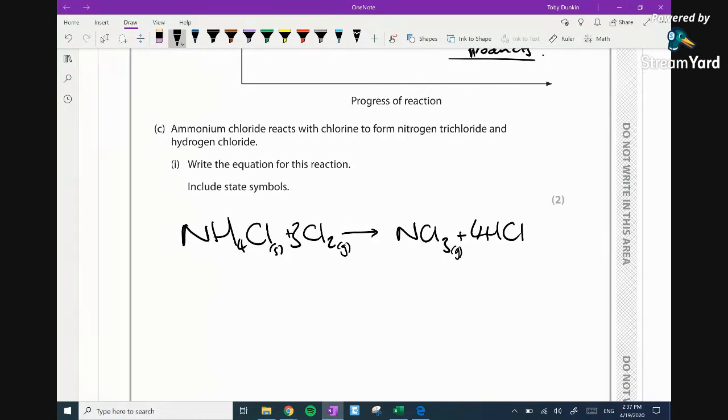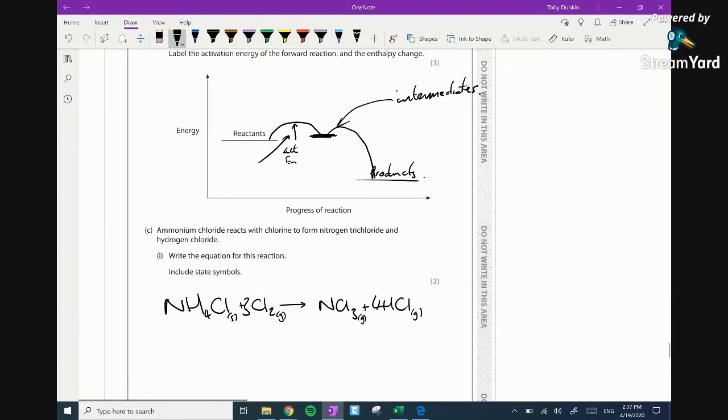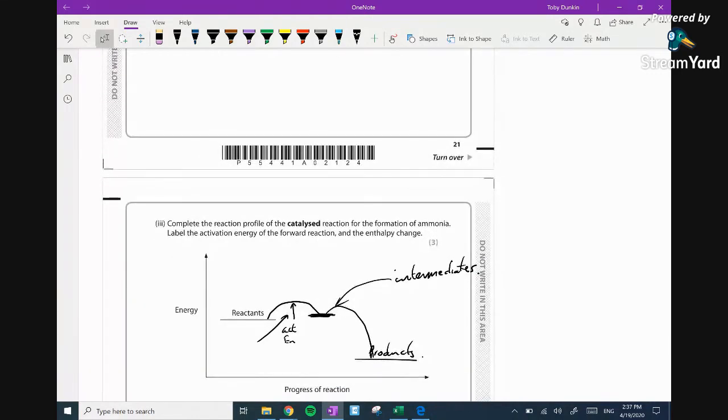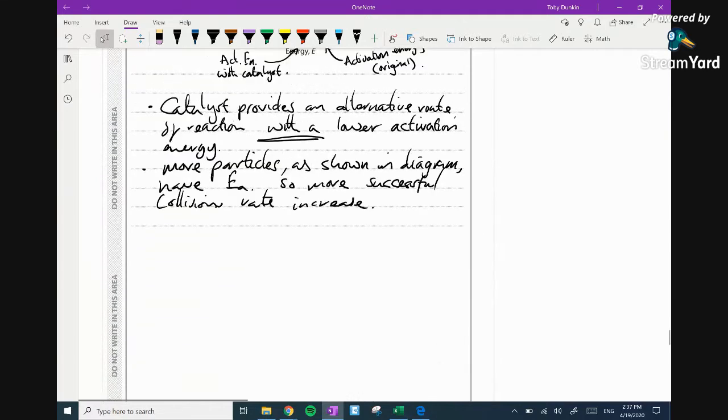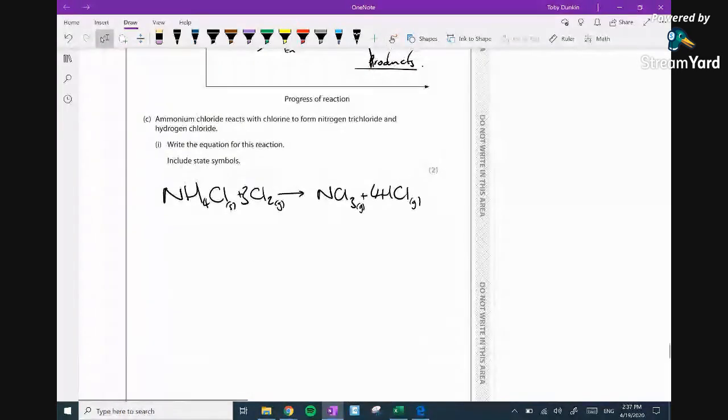I'm going to assume that's a gas, and HCl is definitely a gas. I don't know whether or not nitrogen trichloride would be. It will be a gas. It's a very big, heavy gas, though. That's tricky, not 100% sure. But ammonium chloride is solid because it's ionic.